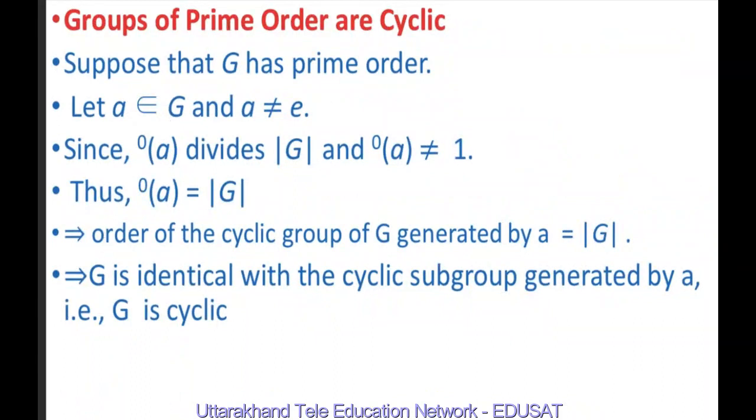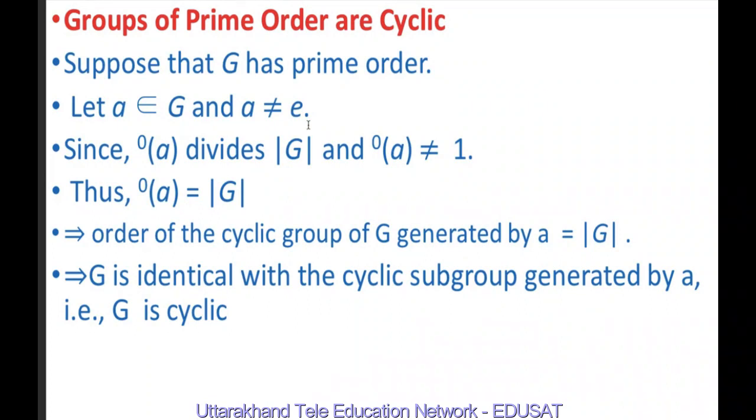Now, groups of prime order are cyclic. Suppose that G has a prime order. Prime means the number which is divisible by 1 and the number itself. It is not divisible by any number like 2, 3, 5, 7, and so on. Let a belong to G and a is not equal to e.